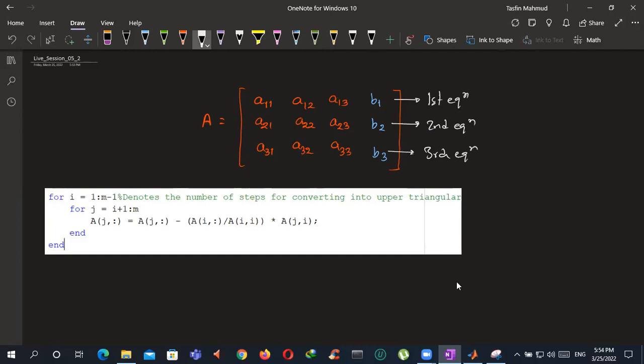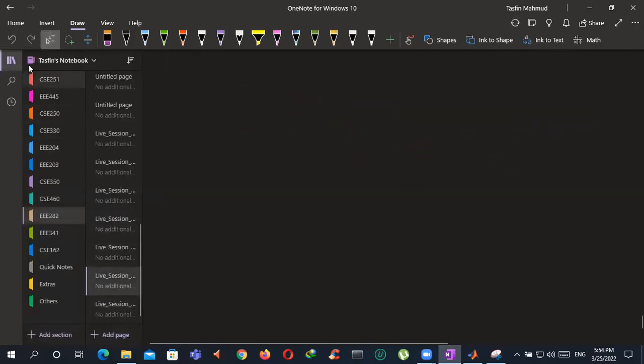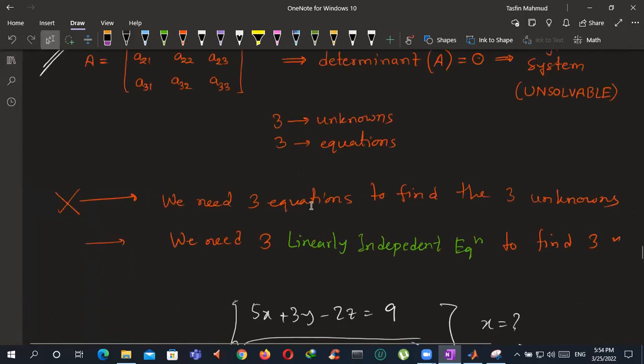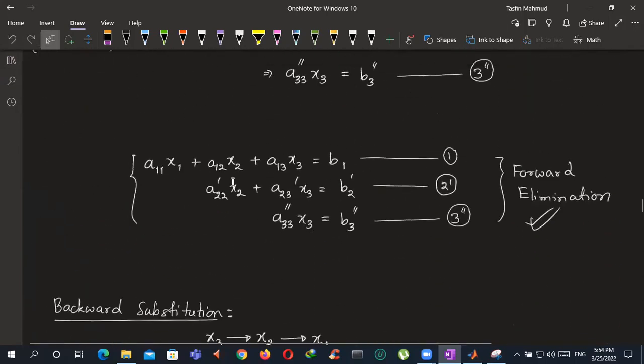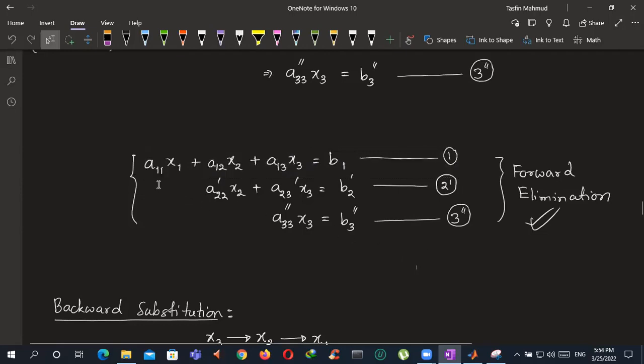So if you can recall, we did not change the first equation in case of naive Gaussian elimination, right? We kept the first equation as it is. If you can recall, in the final format, okay, my OneNote is lagging a bit. In the final format, the first equation was kept as it is. We did not make any change in the first equation. We eliminated the terms starting from the second equation, right?